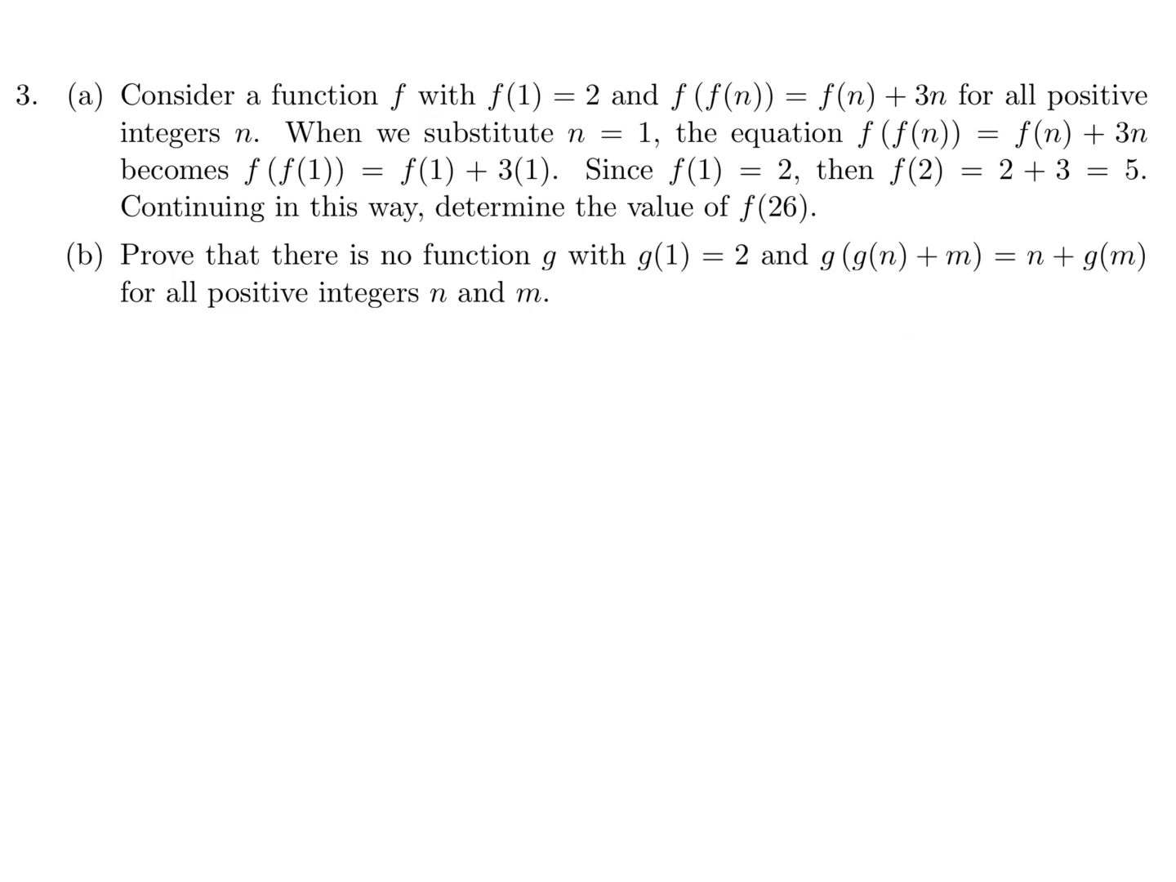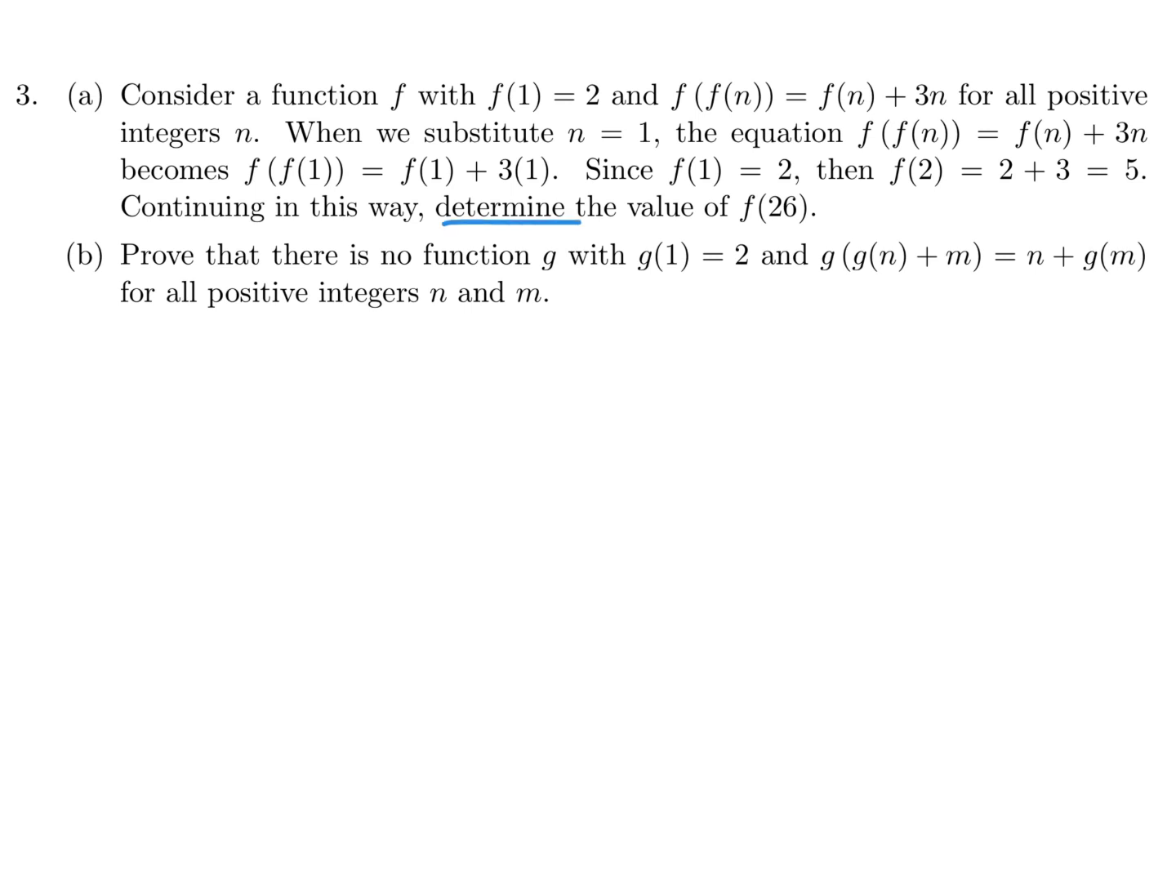Consider a function f with f at 1 equal to 2 and f at n equal to f at n plus 3n for all positive integers n. When we substitute n equals 1, the equation becomes f at 1 equals f at 1 plus 3 times 1. Since f at 1 is 2, then f at 2 would equal 2 plus 3, which is 5. Continuing this way, we determine the value of f at 26.